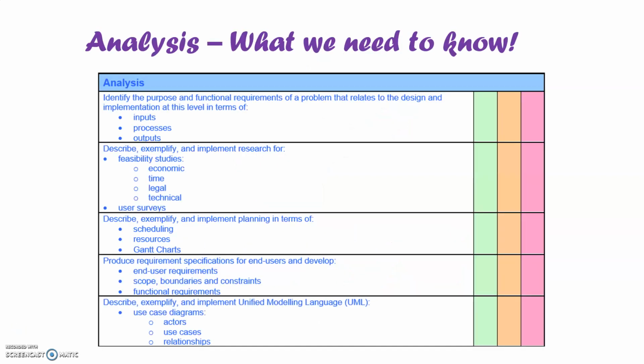Now you'll notice that the first box here, where it's talking about purpose and functional requirements and inputs, processes and outputs, is basically the exact same information as we had for analysis for Higher, okay? The other four boxes are what I plan to talk about over the next couple of weeks, so that hopefully by the summer holidays, we are ready to rock and roll with trying to create the analysis for our own Advanced Higher project, which I'll give you information about.